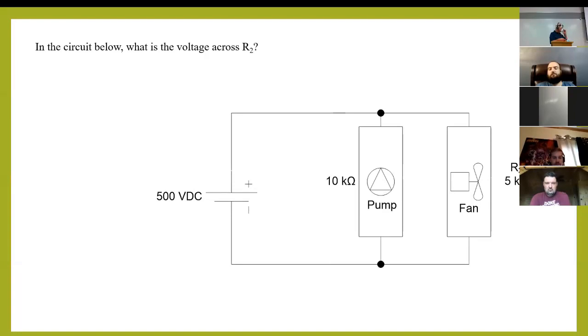So here's a situation. This is probably coming off some sort of an HVAC unit. How many volts are across the pump? 500. You should be able to see that right away. It's 500. Why? Because in parallel, they both get the full voltage.